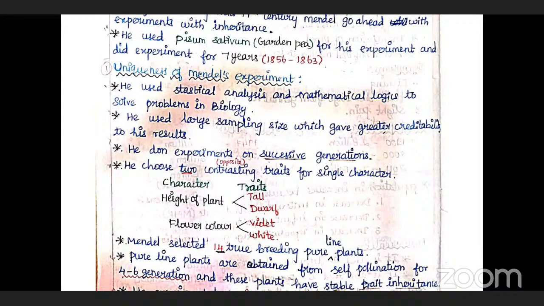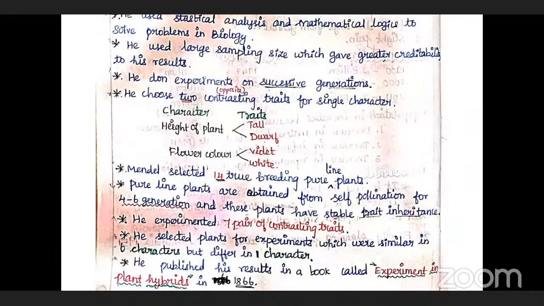Which gave greater creativity to his result. He did experiments on successive generations. He chose two opposite traits, two opposite characters. What are they?